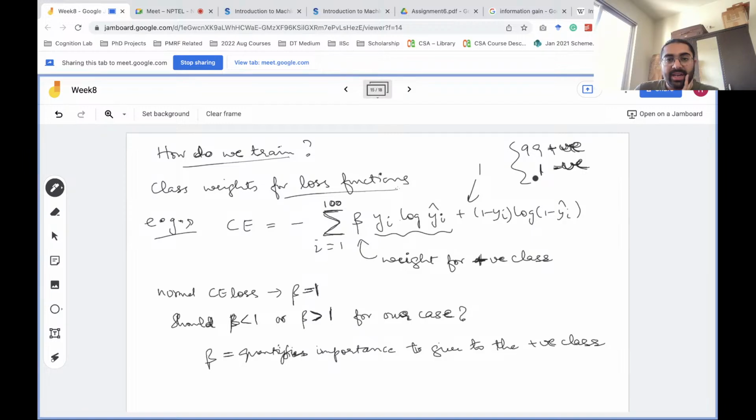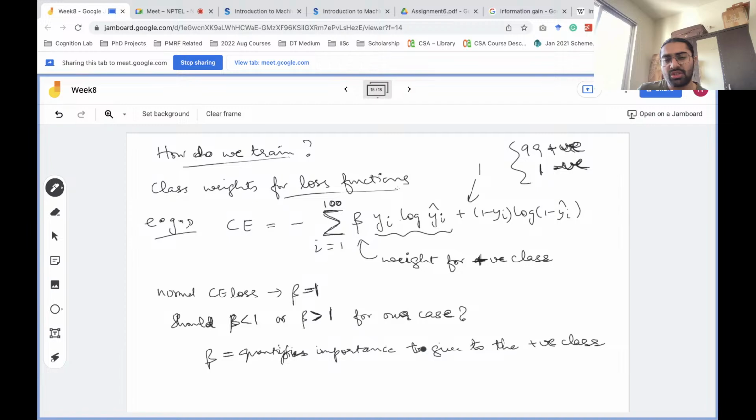So the idea is that beta basically quantifies how much importance you want to give to the positive class. Okay, so the thing is we want to give it less importance because we're anyway doing well in the positive class, since it is highly prevalent. So we want to give it less importance. So that will be the beta value in this particular setting.